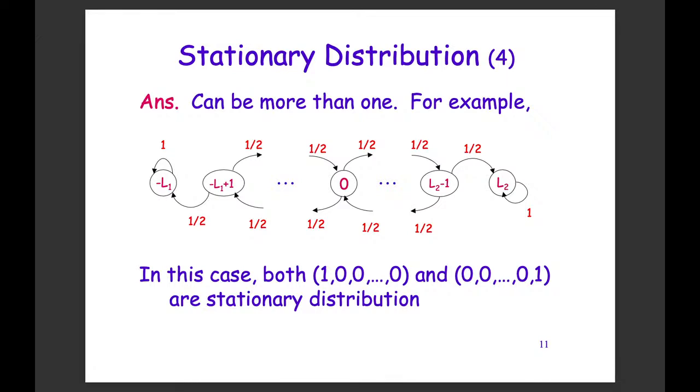So for instance, let's take a look at this case. This is the Markov chain that we have just seen. We will see that if the distribution originally starts with 1, 0, 0, 0, then this is a stationary distribution. And similarly, if we have 0, 0, 0, 1, then it is also another stationary distribution. Indeed, as long as all the intermediate states are 0, and we have a probability p here and the probability 1 minus p here, then this is also a stationary distribution. So this is an example to see that some Markov chain may have more than one stationary distribution.